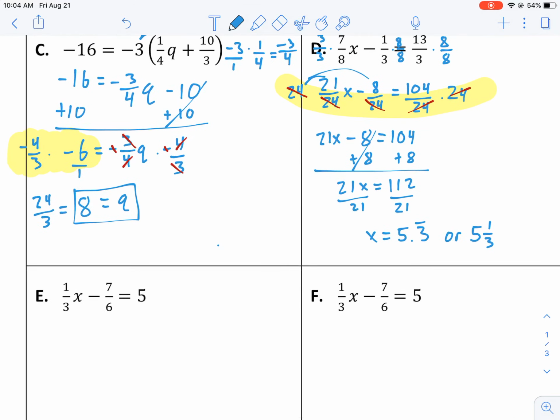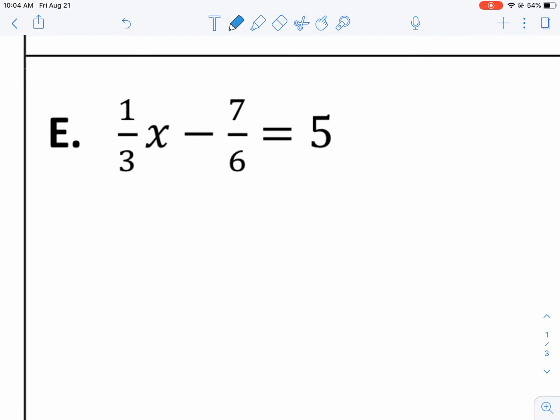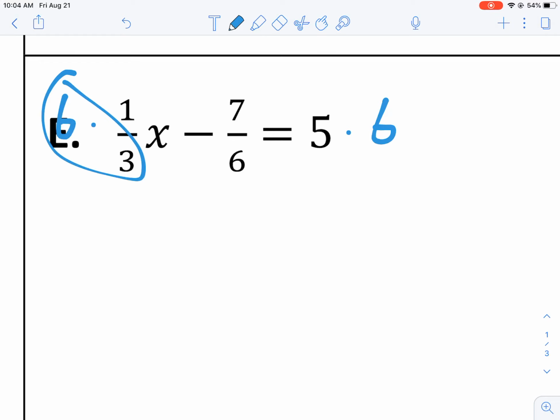And the reason we put the same question here twice is to show you both ways. So we're going to talk about what I just showed you with D. But here you can do it right away, because 3 goes into 6. If we want to get everything with a common denominator, the least common multiple would just be 6. So we can multiply by 6, and that's going to cancel out with this 3. It's going to cancel out with this 6, and over here, 5 times 6 just equals 30.